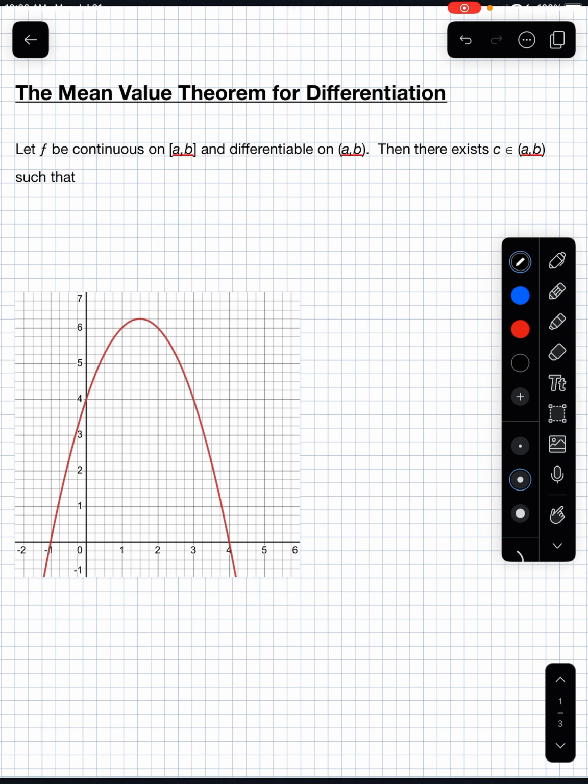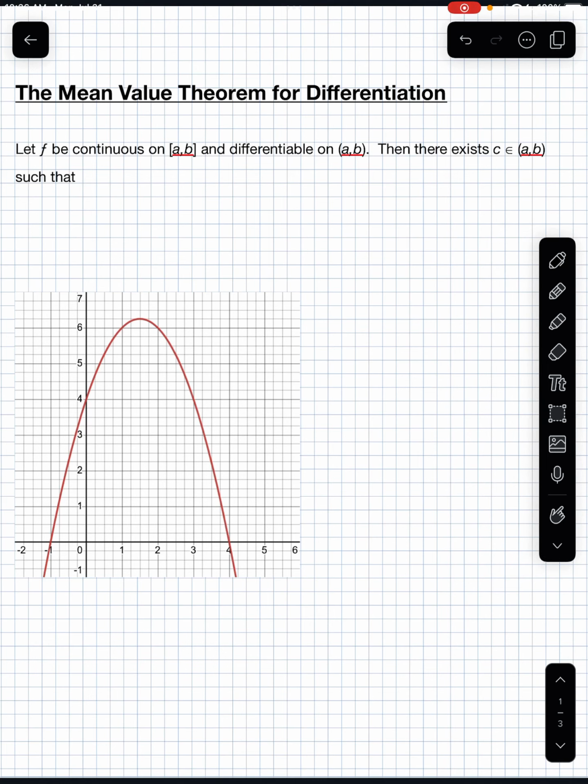In that case, there exists a value c somewhere on the interval from a to b, such that the value of the instantaneous rate of change is the same as the value of the average rate of change over the whole interval, which, remember, is found by the slope formula: the total change in output value over the total change in input value.